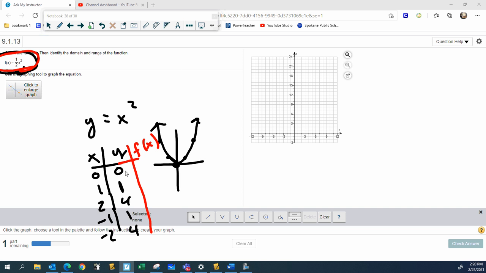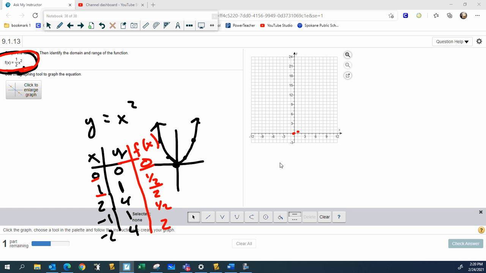So really all of these y values just get cut in half. Half of 0 is still 0, half of 1 is 1/2, half of 4 is 2, half of 1 is 1/2, half of 4 is 2. So when I go to plot these values, I'm plotting 0, 0, right there. I'm plotting 1, 1/2, so 1 and 1/2.